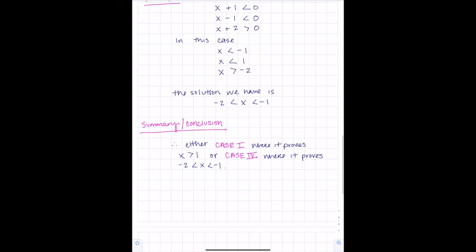Therefore, either case 1, where it proves x is greater than 1, or case 4, where it proves negative 2 is less than x and less than negative 1, signifying that the proof statement is true by cases.